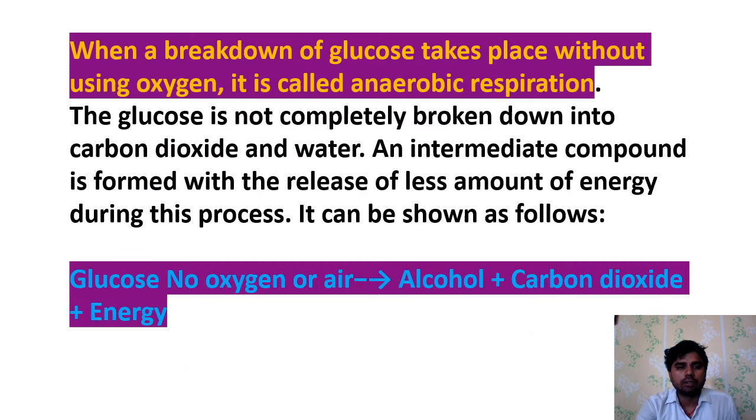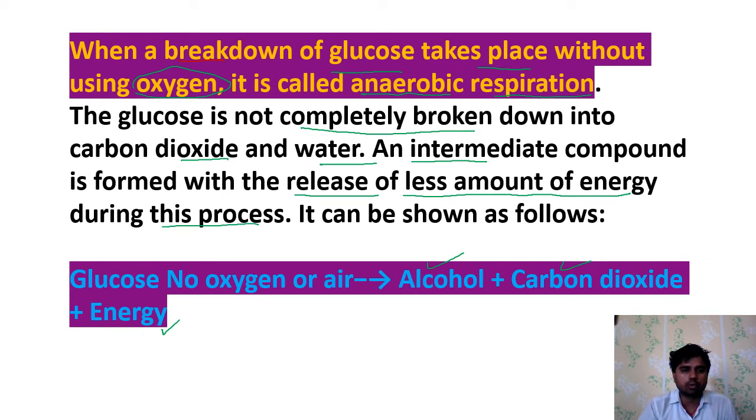Okay students, now we are going to see the definition of anaerobic respiration. When the breakdown of glucose takes place without using oxygen, it is called anaerobic respiration. Now what is the final product here? The final products are alcohol, carbon dioxide and energy. So the glucose is here not completely broken down into carbon dioxide and water. An intermediate compound is formed with the release of a lesser amount of energy during this process. So as compared to aerobic respiration, students, there is less energy produced. This you have to remember, that in anaerobic respiration there is less energy produced.